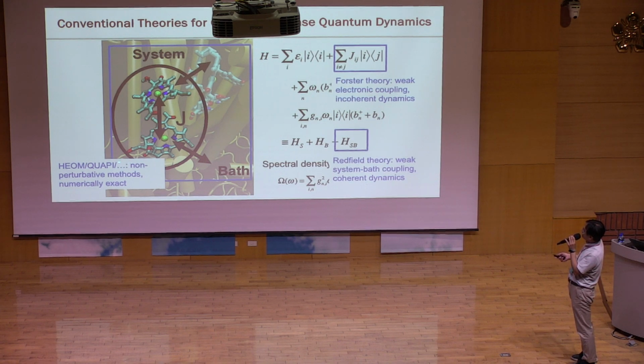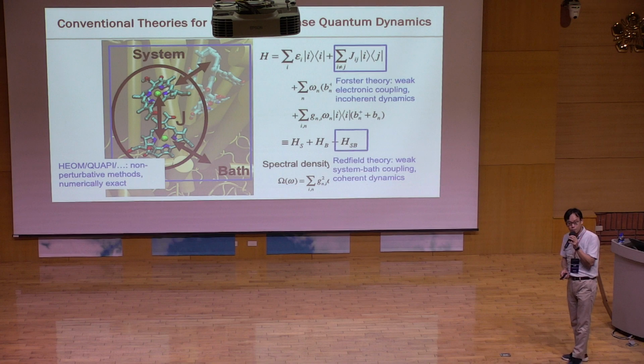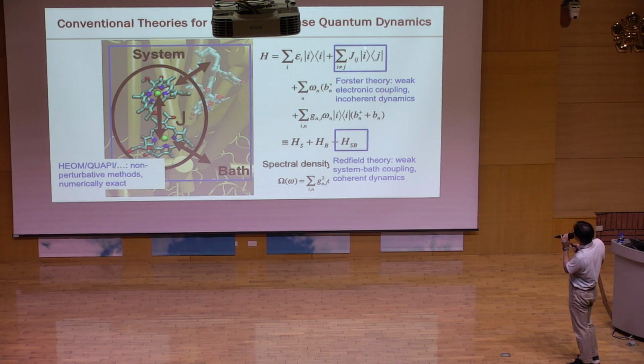One is if you have lots of computational power, you can use hierarchical equation of motion or QUAPI approach to calculate numerically exactly the dynamics in this kind of system. But they are often very time-consuming and only applicable for small systems. But you can also utilize perturbation theory. If you do perturbation based on the weak electronic coupling, normally it leads to Förster or Marcus type theory. If you perform perturbation based on weak system-bath coupling, you have a Redfield type of theory.